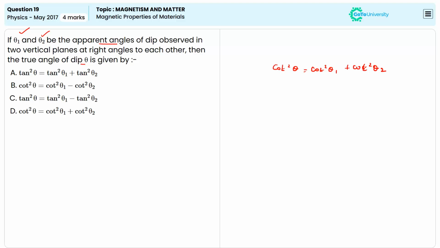This comes from resolving the horizontal and vertical components of Earth's magnetic field in two perpendicular planes, because from the geometry of Earth's magnetic field components only we can solve this question. So the correct answer for the question is option D here.